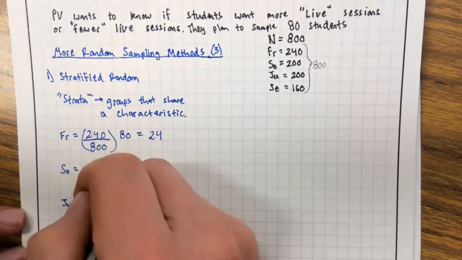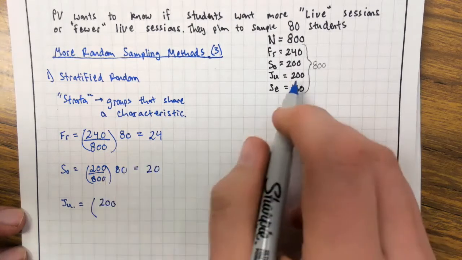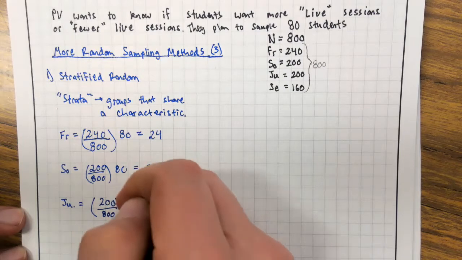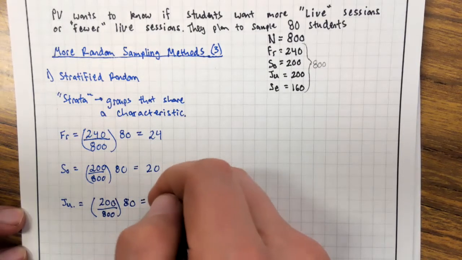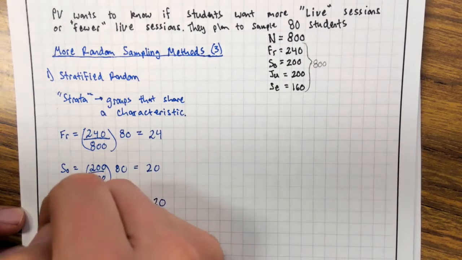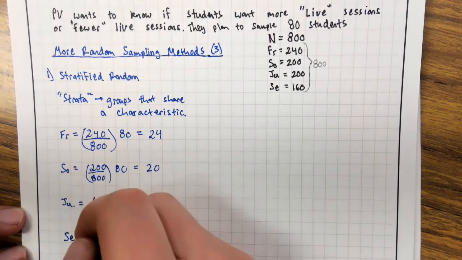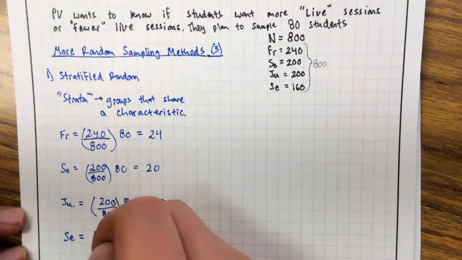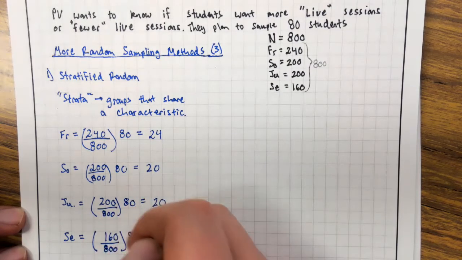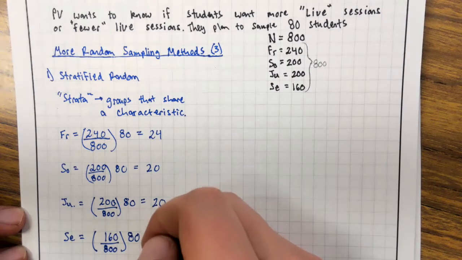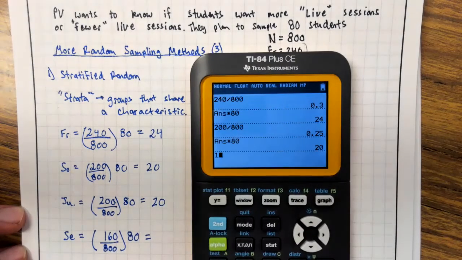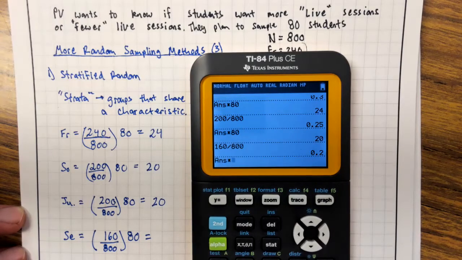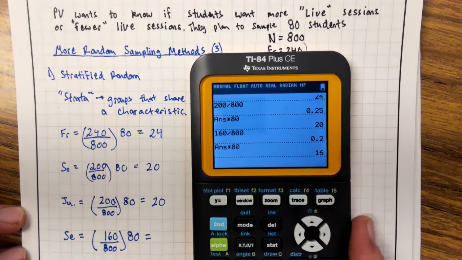So juniors, it's the same proportion. We have 200 juniors out of 800 total students. Multiply that by the sample size, or at least the desired sample size, and we'll get 20 students there. And lastly, we'll do the seniors. How many seniors should be in our sample? So seniors, we've got 160 students divided by 800 students altogether times the sample size, and what would we get? 16, right? 160 out of 800 times 80, and you get 16. Awesome.